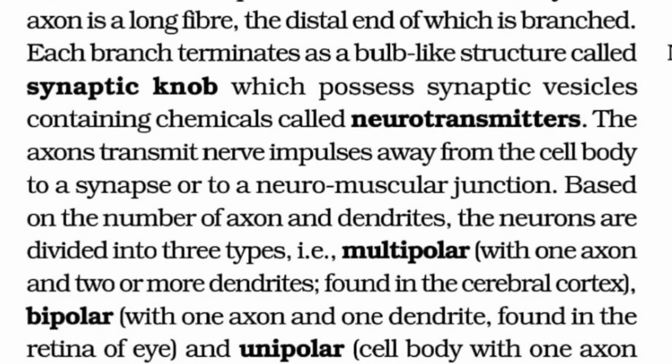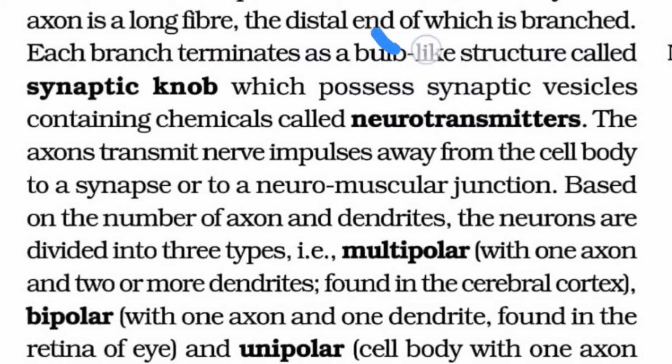So here, the dendrites are the fibers which transmit the impulse towards the cell body. And the axon is a long fiber, the distal end of which is branched.